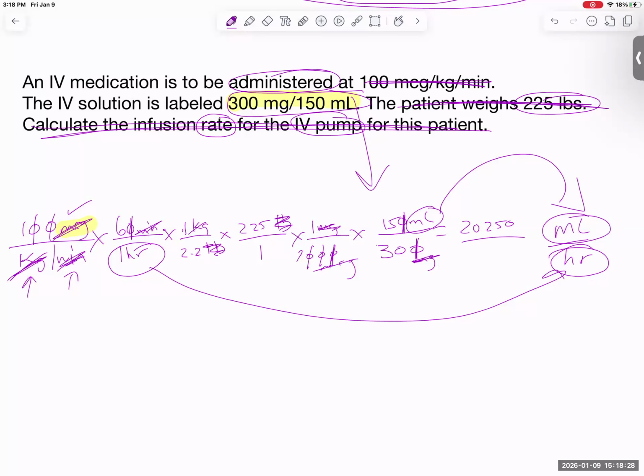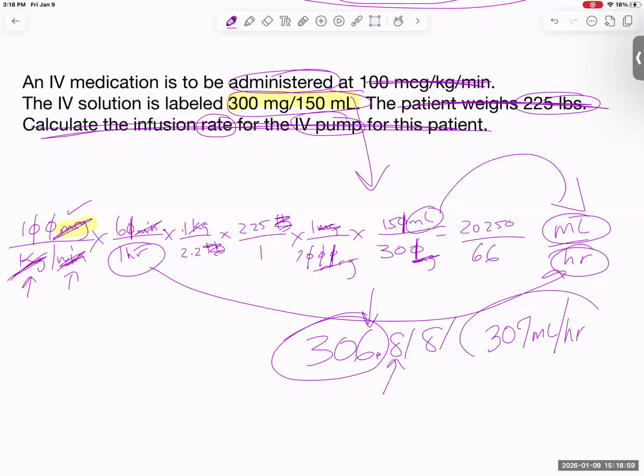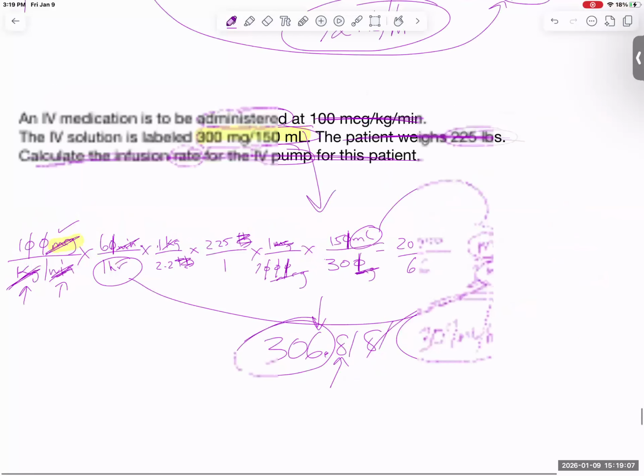Then I got 2.2 times 1 times 1 times 30. And that will give me 66. So when I divide, I should get on my calculator 306.8181. Any number greater than 10, I round to the whole number. I look to the right, it is 5 and up, so that 6 becomes a 7. So it'll be 307 milliliters an hour. That is beautiful. Gross when you count the fractions, but beautiful kind of math. All right, good job getting that.